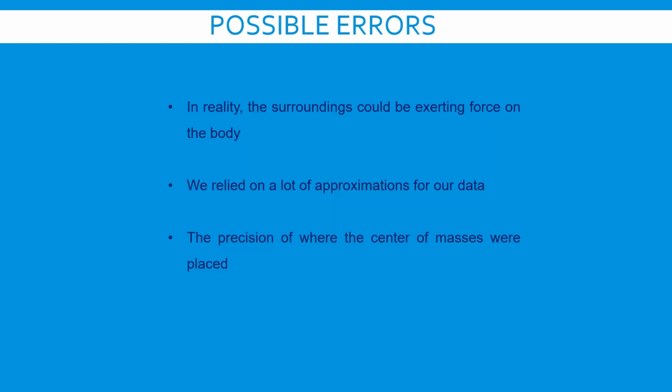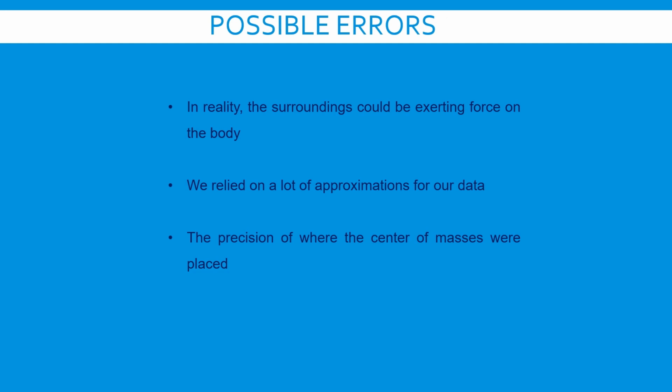Some possible errors for this experiment are that in reality the surrounding forces could be exerting a force on the body, especially the air resistance. We also relied a lot on approximations for our data, like the spring's length. We used a ruler that had a really big error for measurement. Another error could be that the precision of where the centers of mass were placed on Tracker could not be very accurate.